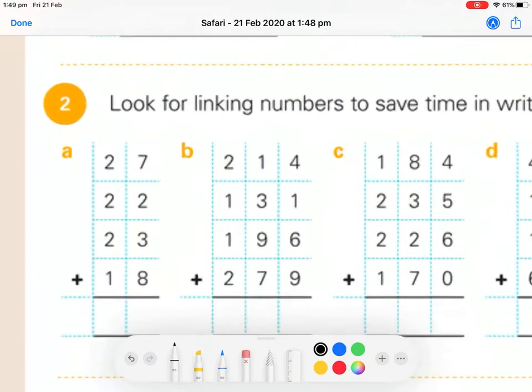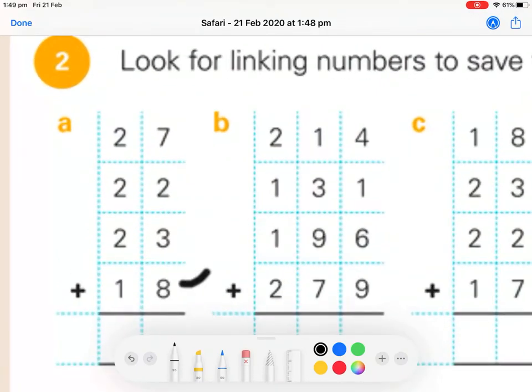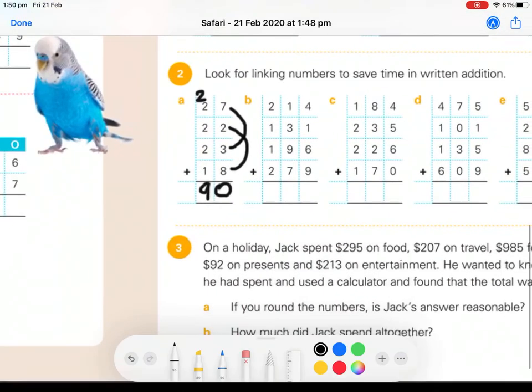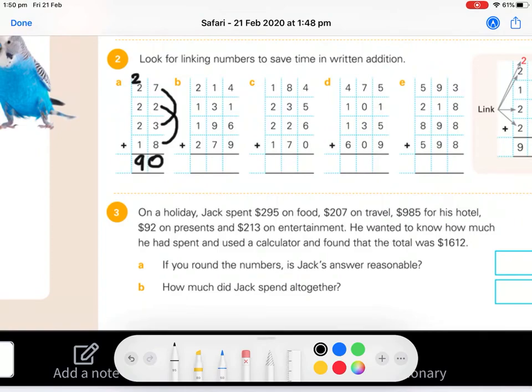Look for linking numbers to save time in written addition. So I call them friends of 10. I can see 8 and 2. I can see 3 and 7. So there's 10, 20. There's no need to sit there and try and add them all up. So I'm going to add 20. 2, 4, 6, 8, and one more is 9. Gives us 90. Okay, so looking for the friends of 10.